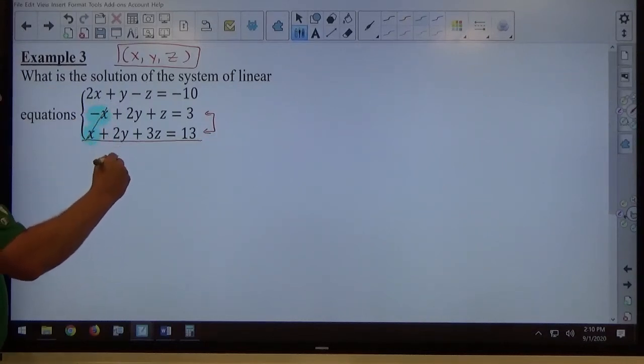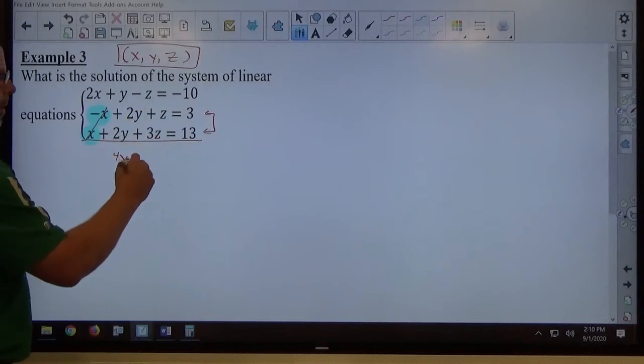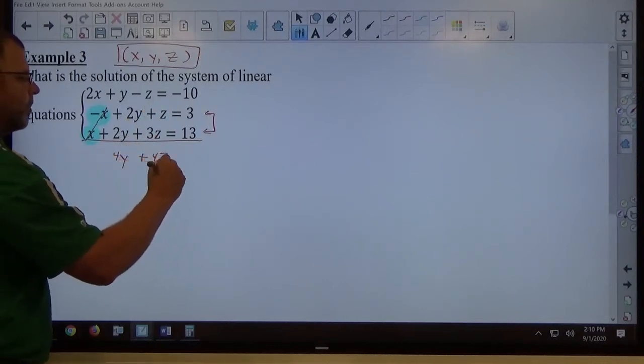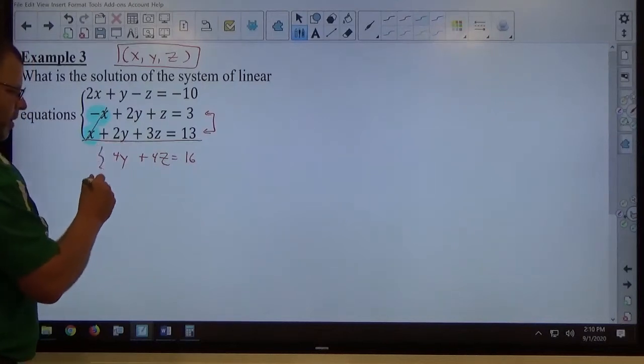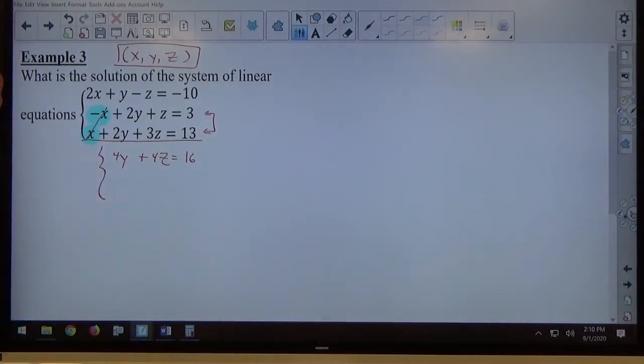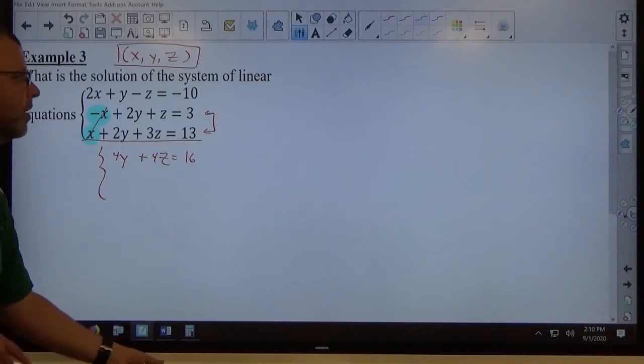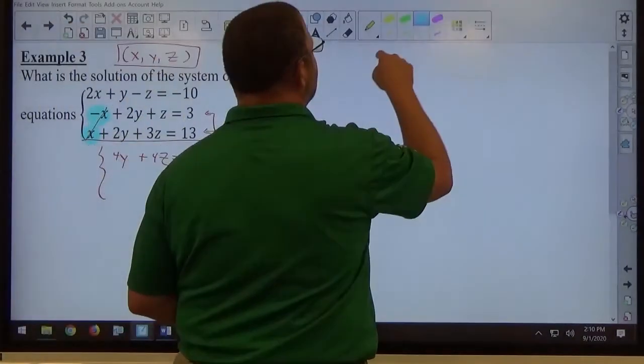2y plus 2y is 4y. Z plus 3z is 4z. And 3 plus 13 is 16. Okay, my task here is to make a system of 2 equations like we saw yesterday by getting rid of the same letter twice. So my first equation in my system of 2 equations is going to have 4y plus 4z equals 16.